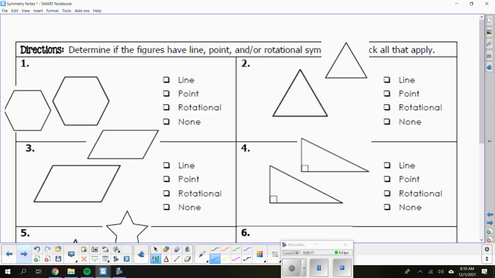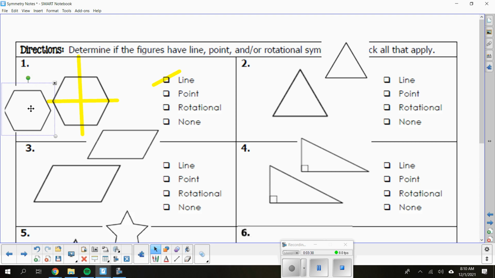So let's look at a few examples. On number one, can this have a line that gives it line symmetry? So if I look, I could draw a line horizontally and it would fold. I could draw it vertically and it would fold. We only need to identify one line, so yes, this does work for line symmetry.